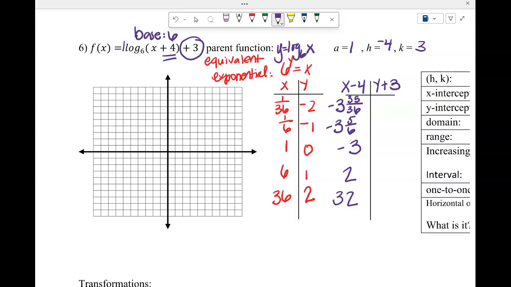Negative 2 plus 3 is 1. Negative 1 plus 3 is 2. 0 plus 3 is 3. 1 plus 3 is 4. 2 plus 3 is 5.